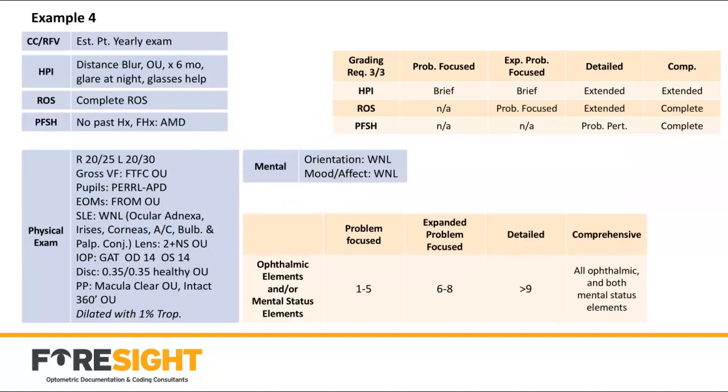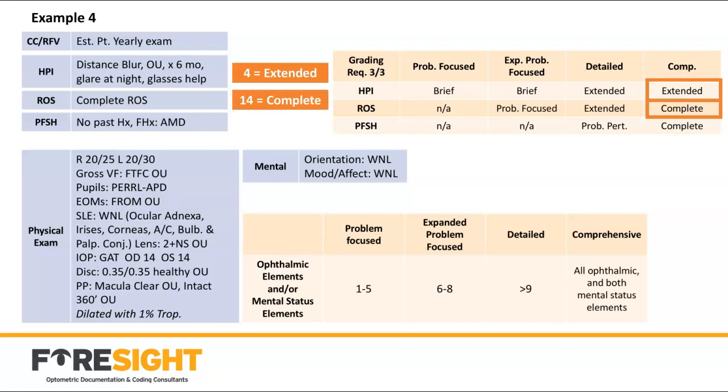Example 4, an established patient comes in for a yearly exam. They have distance blur, both eyes for 6 months. They have glare at night and glasses help. So here we have the blurry vision, we have the laterality, we have duration, we have associated signs and symptoms, and we have modifying factors. So that gives us an extended HPI.